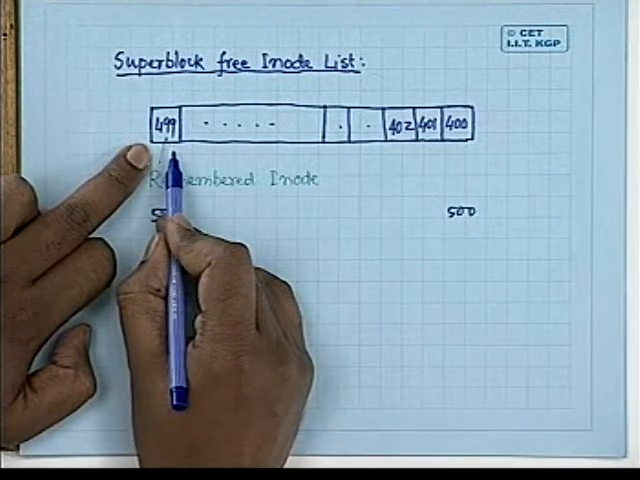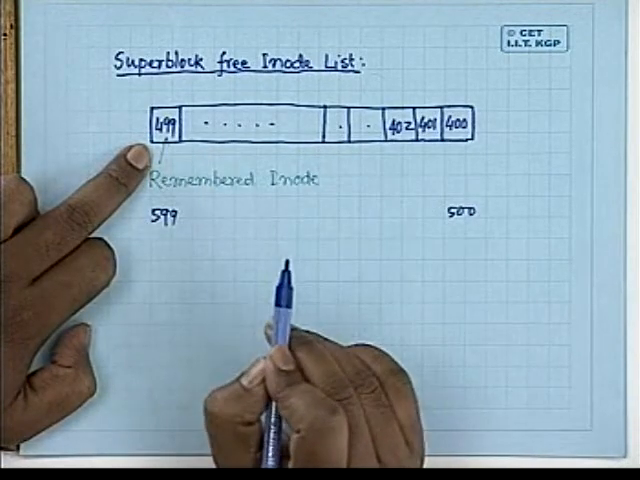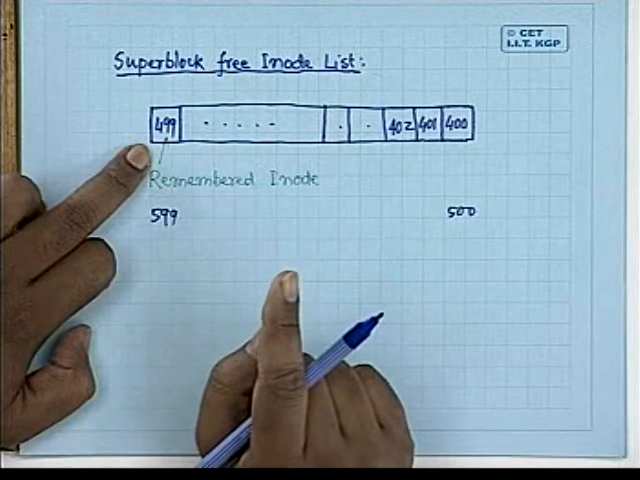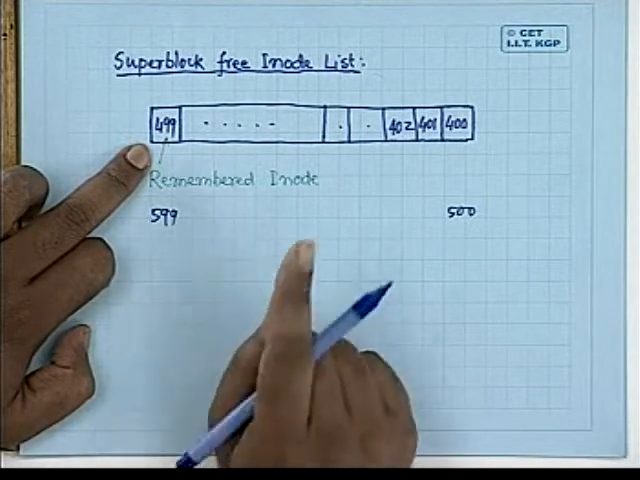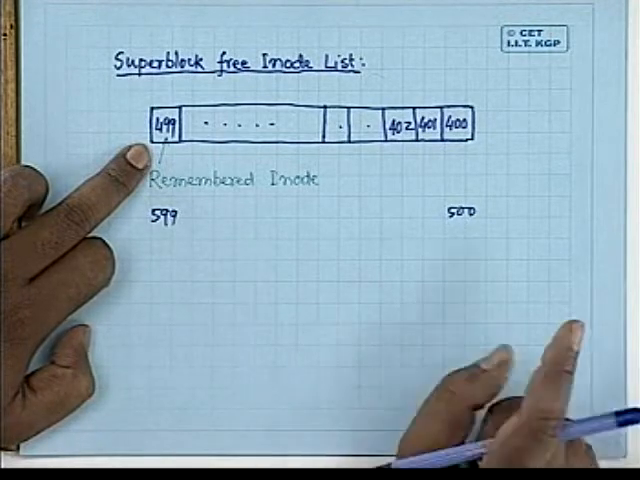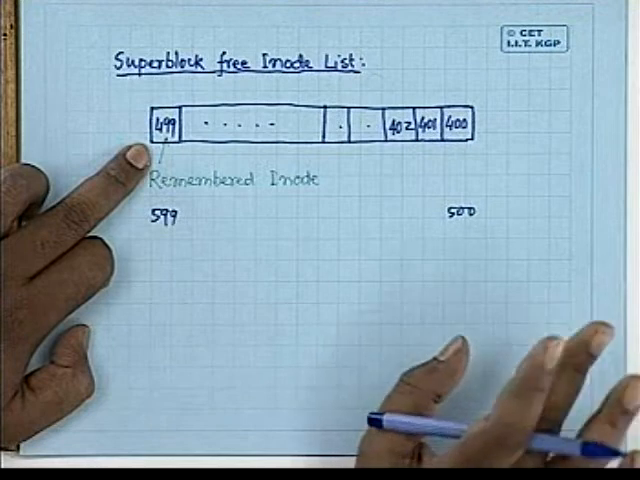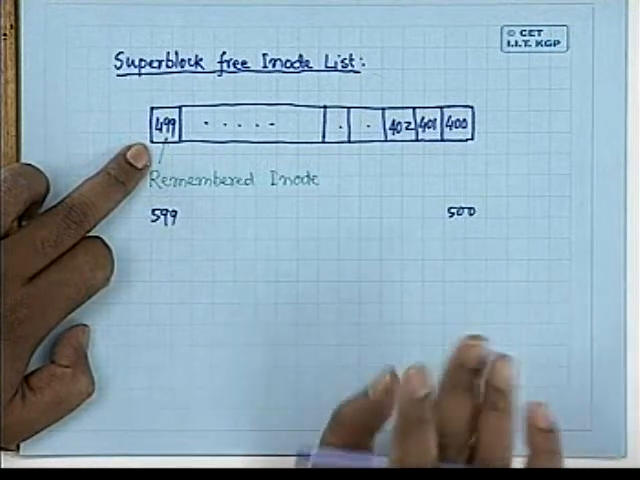Okay. Because once you know the inode number, I can always find out the block which contains that inode number. Because the starting block from where I will have the inodes is fixed in a file system. Also the size of every inode is fixed. Size of every disk inode is fixed.